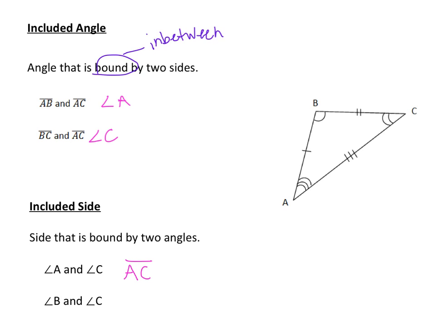What's the included side between angle B and angle C? Well, here's angle B, here's angle C. The included side is the side in between them, and that would be side BC.